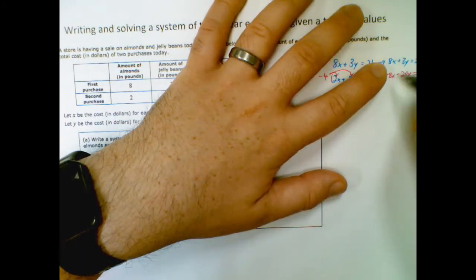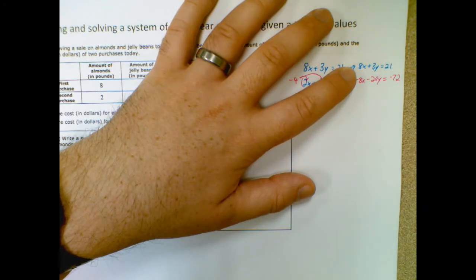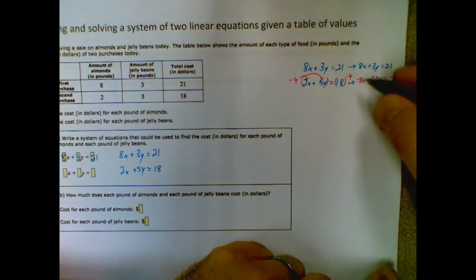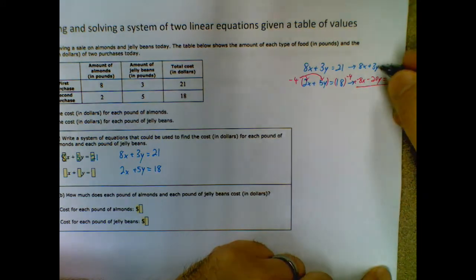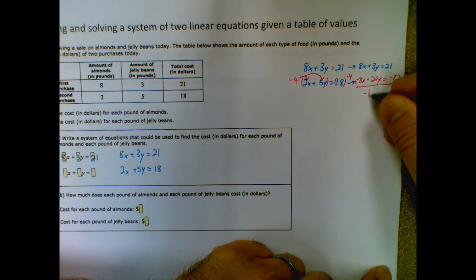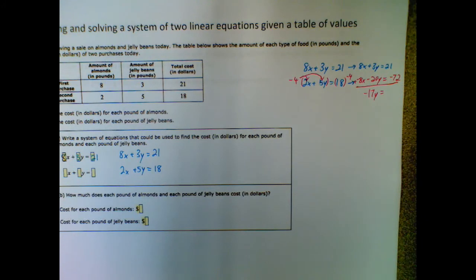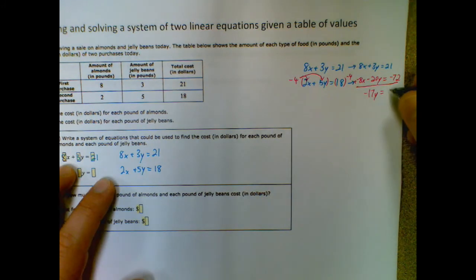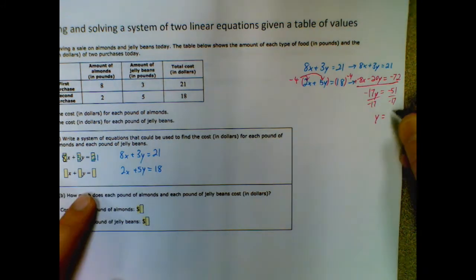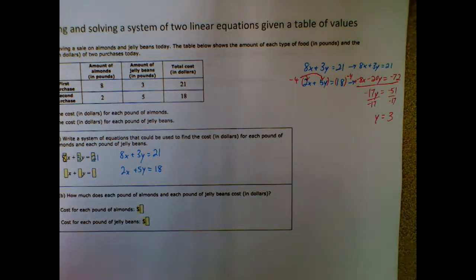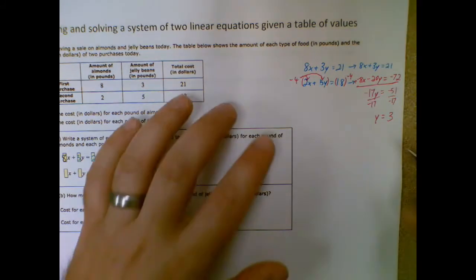Now that I have my 8x and -8x set up here, I can add my equations together to eliminate that x, hence the elimination method. 3y and -20y gives me -17y. And then 21 plus -72 is -51. Divide here, and we get y equals 3. We'll deal with that in context at the end. I want to finish solving first.